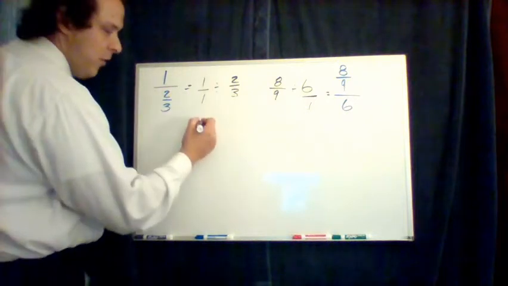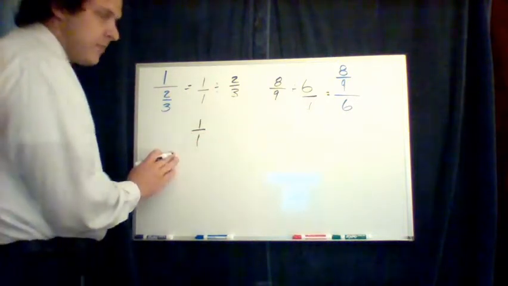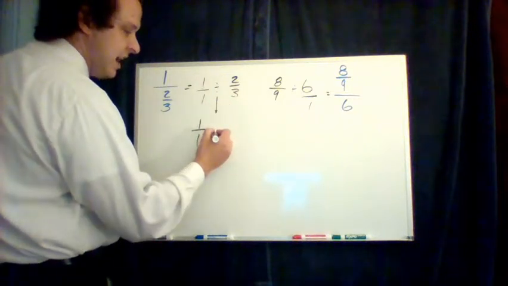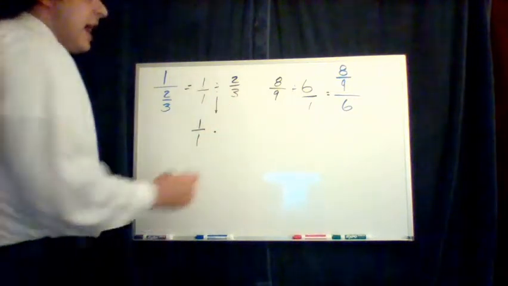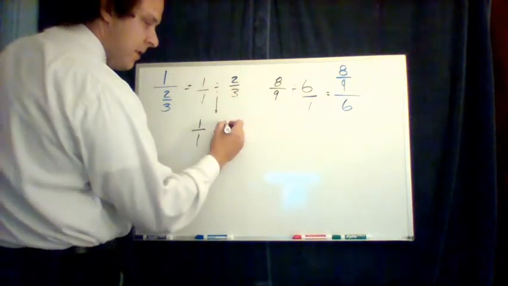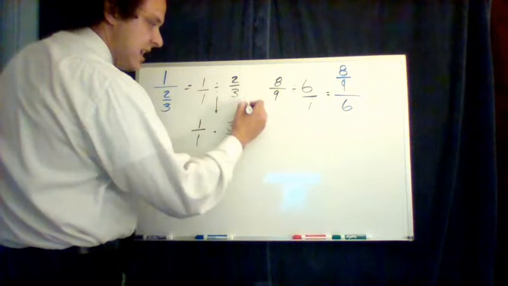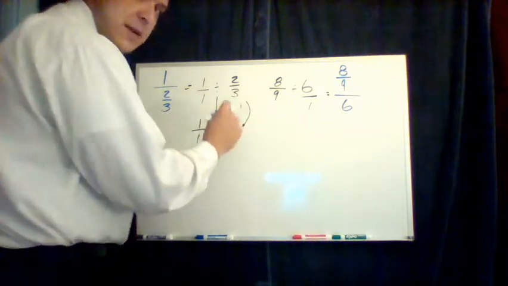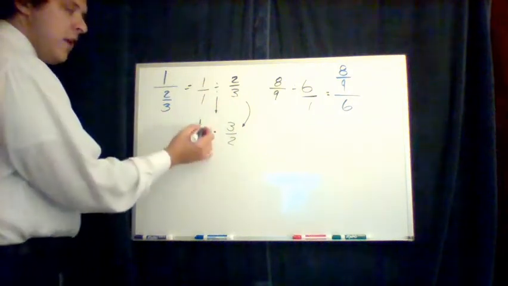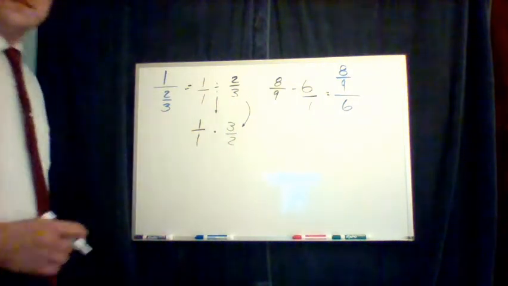We're going to keep 1/1 the same. We're going to change the division sign to a times sign. And then 2/3 will flip, right? Keep, change, flip. This is what's known as the reciprocal, right? And when we flip it, that's the reciprocal. So now we have 1/1 times 3/2.